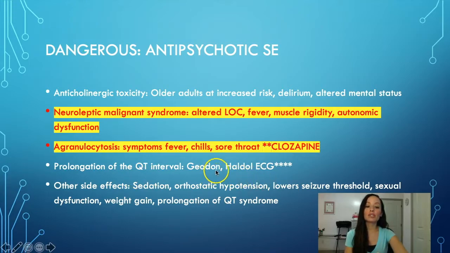And then Geodon and Haldol, especially with Geodon, they prolong the QT interval. So if you see this question on an exam, it would be important to get an EKG, and you would not give it to someone that has a history of cardiac issues. Other side effects of antipsychotics are sedation, orthostatic hypotension. It lowers the seizure threshold, sexual dysfunction, weight gain, and prolongation of the QT interval, which I mentioned already.